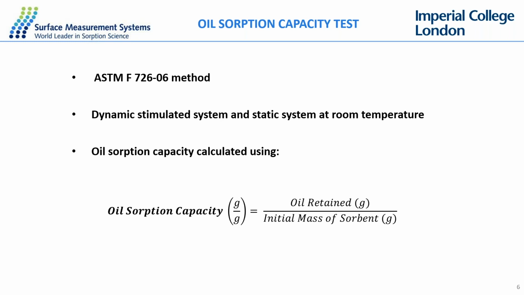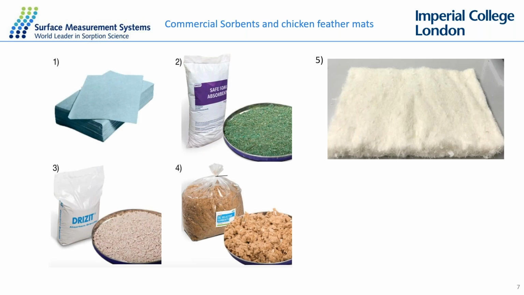Now, this same experiment is done in triplicate, and I'm also doing it for other conventional products that we have here. The first one is the polypropylene pad, which throughout the entire study we used as a comparison base. The next one is Safe Soak absorbent, and then we have the Drizzit absorbent granules, and then the woodlows. The picture on 5 is the chicken feather mats. So basically, this same test is done for all these conventional products.